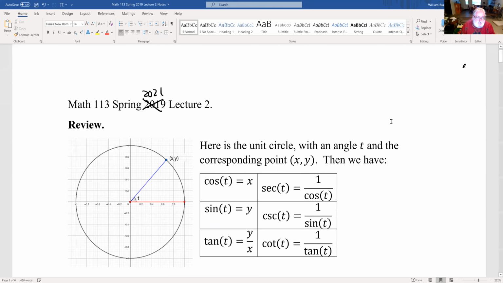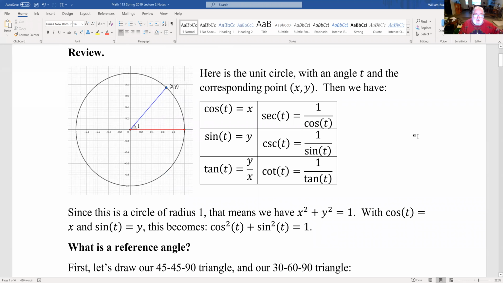Okay, so a little bit of review. If we have a unit circle with an angle t and a corresponding point x comma y, then we have these definitions for sine and cosine. So here's my point x comma y. I can draw a vertical line and a horizontal line. This distance here is x, this distance is y, because y is up there, so this point here is x comma y. Cosine t is x, sine of t is y, tangent of t is y divided by x.